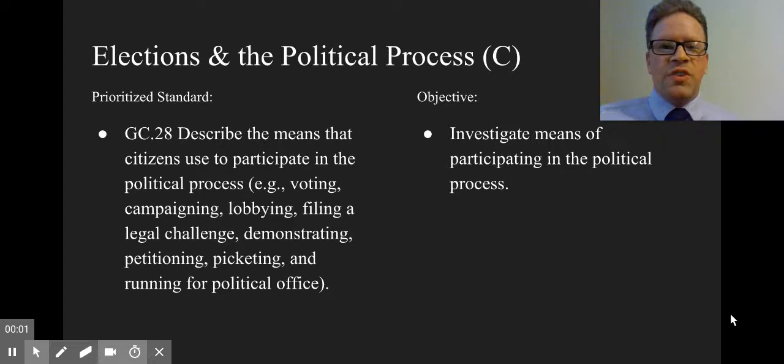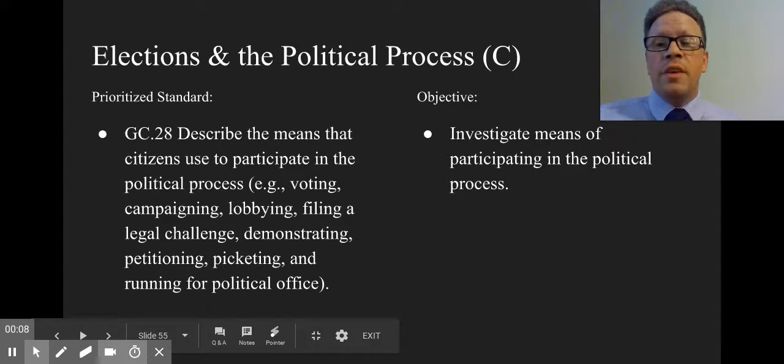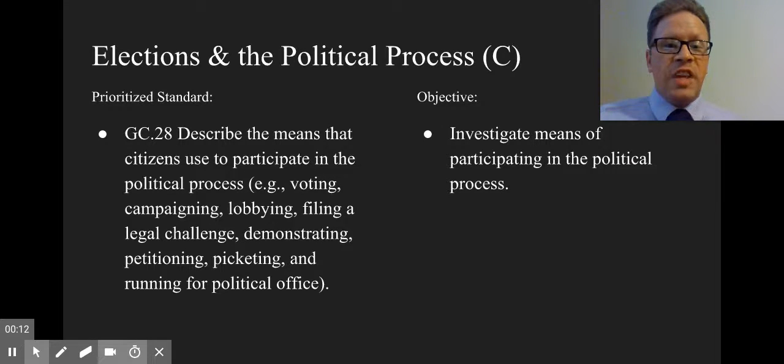Hello, this is Elections in the Political Process, Section C, Participating in the Political Process and the Role of the Media. Our prioritized standard is Government Civics 28, and objectively, we're going to investigate means of participating in the political process.